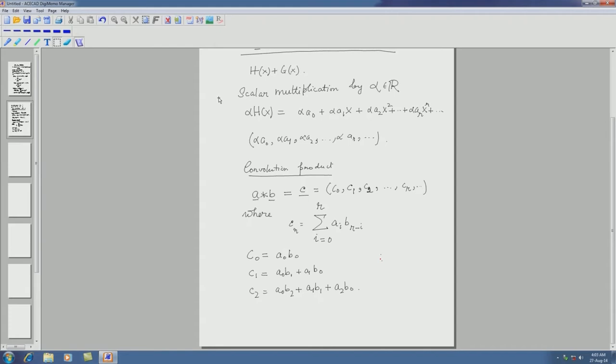Now, we ask what is the corresponding operation on generating functions of these discrete numeric functions. As we see, this operation is nothing but the product of the two generating functions. So, we take capital H(x) and capital G(x) as the generating functions of B and A. So, let us write afresh.